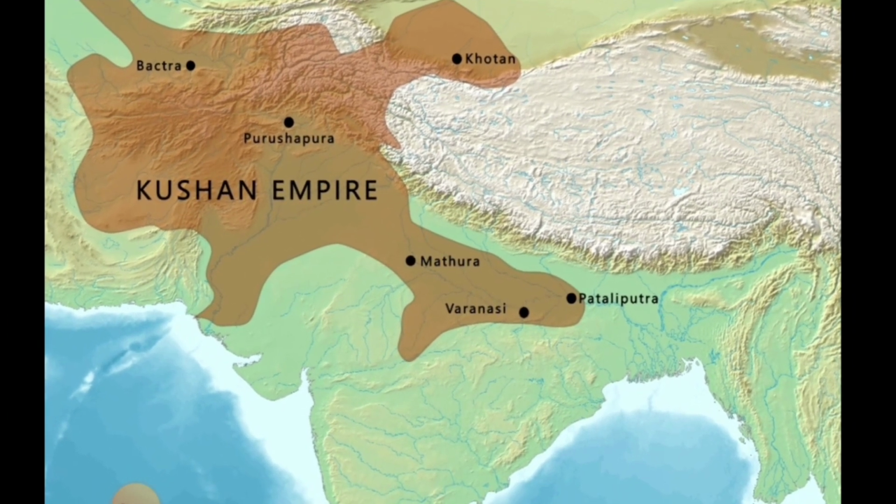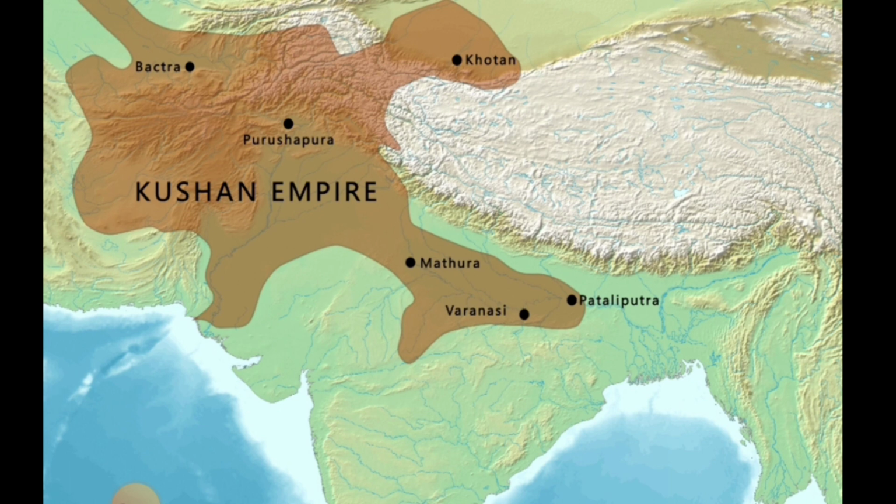This was an empire which came from the Kushan dynasty, which was a Central Asian tribe, the Yuezhi tribe. From here the Kushan Empire came into beginning. Now we'll learn about the different kings of the Kushan Empire and their contribution to the Indian subcontinent and the history of India. So now let's start.